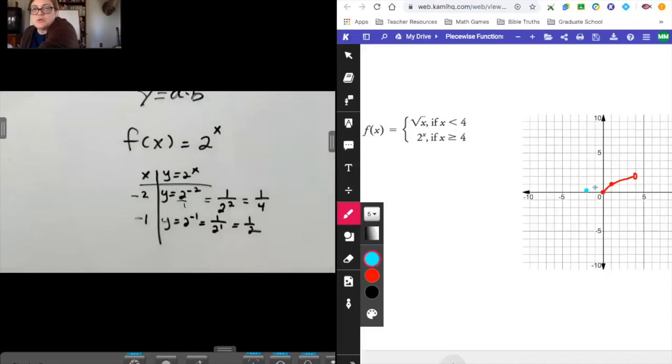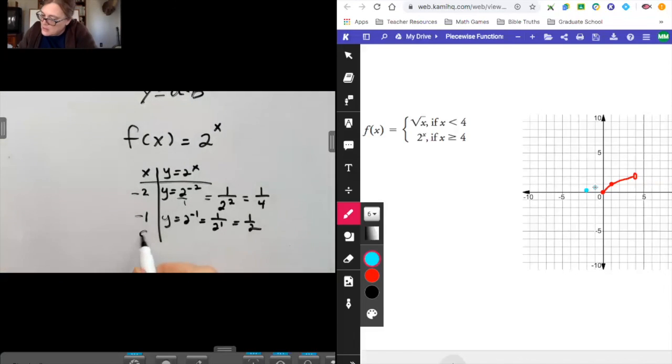Next, we will do 0, 2 to the 0. Anything to the 0 power equals 1. This is the center for an exponential function, 0, 1. Let's do when x is 1, 2 to the 1 equals 2. When x is 1, y is 2. Do 2 when x is 2, we get 2 squared is 4. And then we're going to check our condition. When x is 2, we get 4.